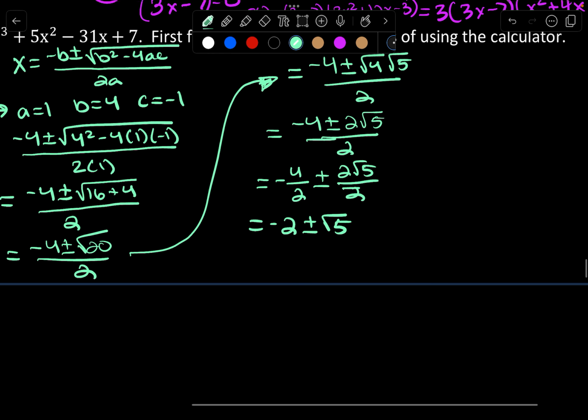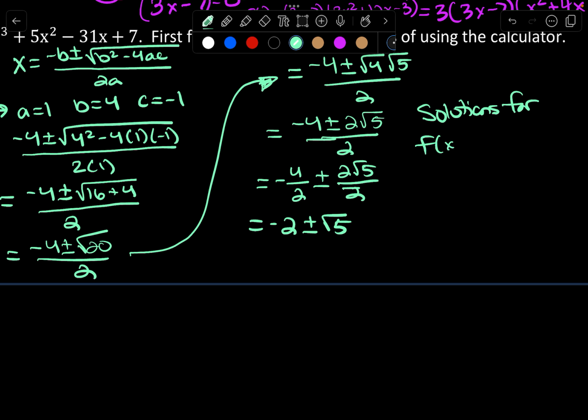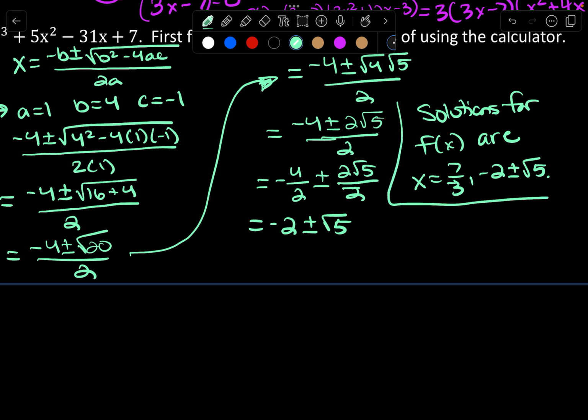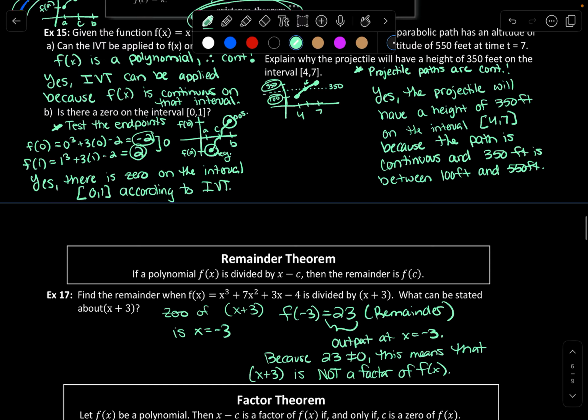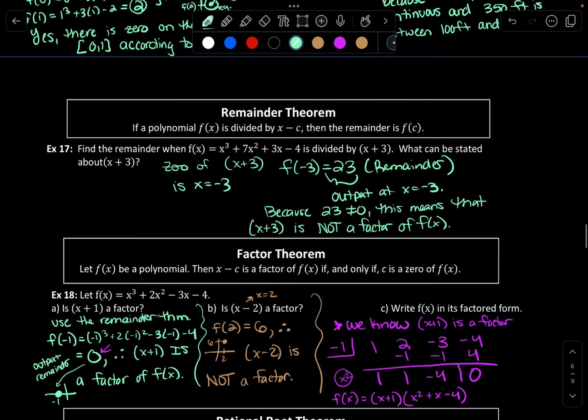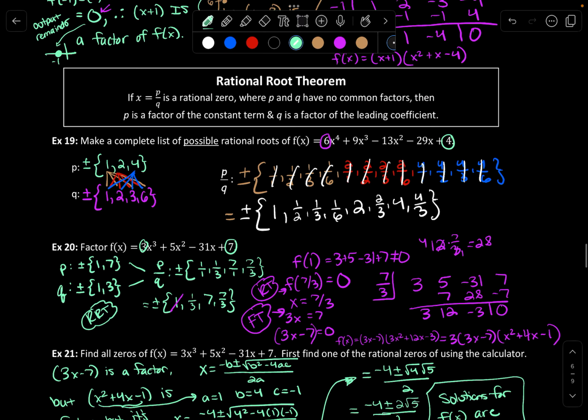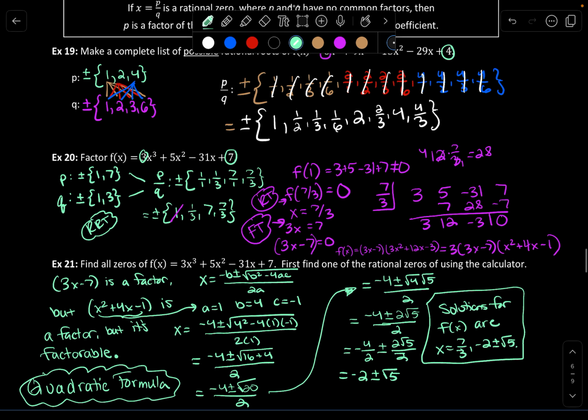So all the zeros, so the solutions for f of x are x equals 7/3 and -2 plus or minus root 5. So there's our two irrational solutions. All right, those are the theorems. Again, you will not be assessed on the intermediate value theorem, but you can expect the remainder theorem, factor theorem, and rational root theorem on the assessments.